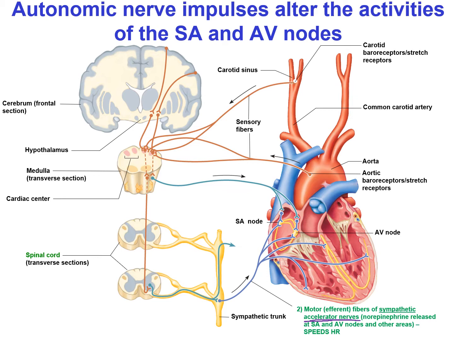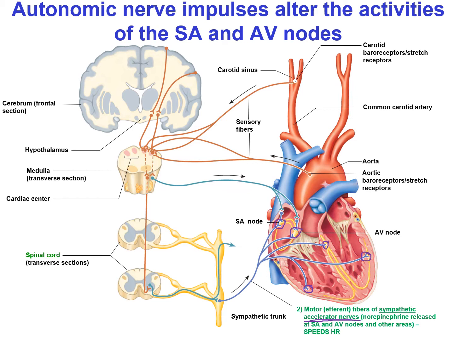So like the vagus nerves, we see some of those branches of the accelerator nerves ending on the SA node, some ending on the AV node, some ending here in the top of the interventricular septum, the bundle of His, and others branching to the Purkinje fibers here within the myocardium.